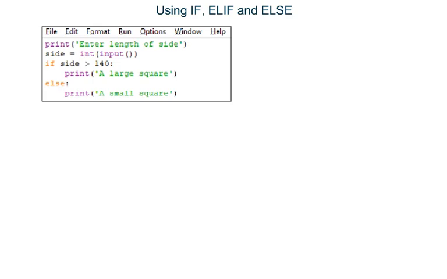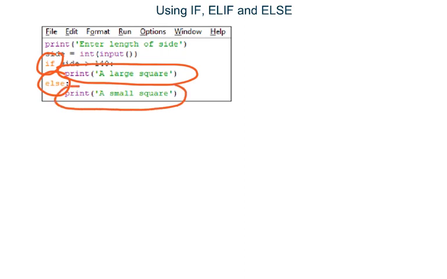Often we want a program to either do one thing or do another thing. To do this, we use an if followed by an else. The program will either do what is indented after the if, in this case it will print a large square, or it will do what is indented after the else. In this case it will print a small square. It will never do both things. It will always do one of these things.